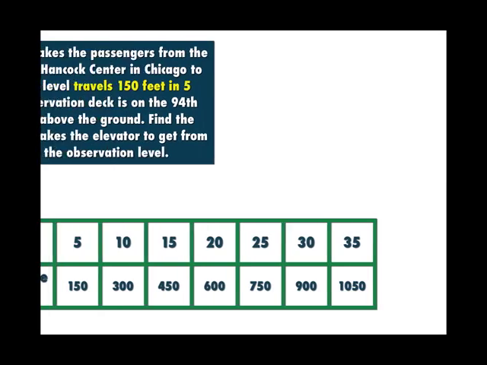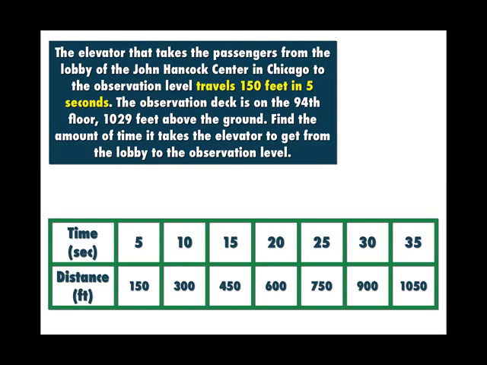Now, we also could have found this information by making a table. So if you see what we did here, this is all in proportion. So this table is a really great resource to show you how proportions work. 5 seconds to go 150 feet, 10 seconds to go 300 feet, and so on. Notice on the bottom, every time we go 5 seconds, we're going 150 feet higher. So this is in perfect proportion. And as we move out, we know that the elevator is going to go 1,029 feet. Well, that's really close to 35 seconds, which means our answer is going to be really close. And we know it's going to be 34.3 seconds.